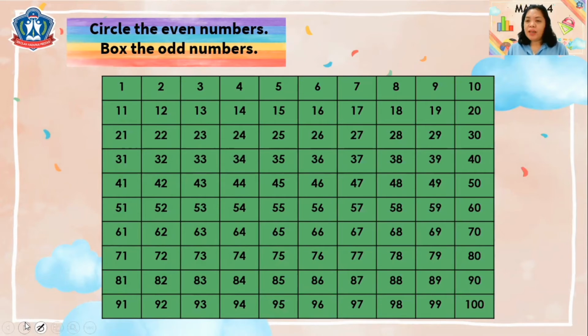So remember, even numbers end with 0, 2, 4, 6, and 8 in their ones place. So we have 12, 14, and 16. Okay, can you find the other even numbers? Okay, how about the odd numbers? I have 11, 13, and 15. So remember, odd numbers end with 1, 3, 5, 7, and 9 in their ones place.